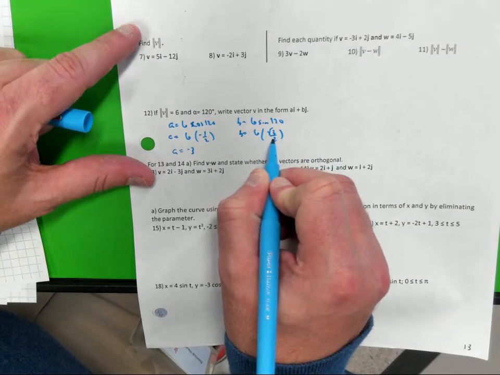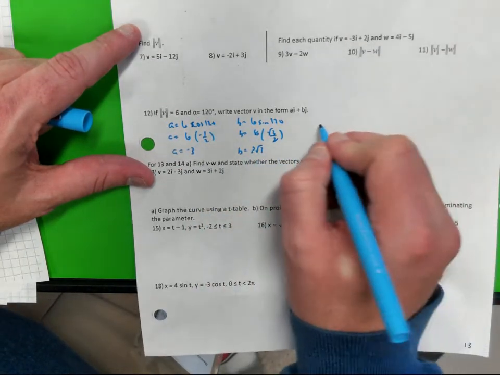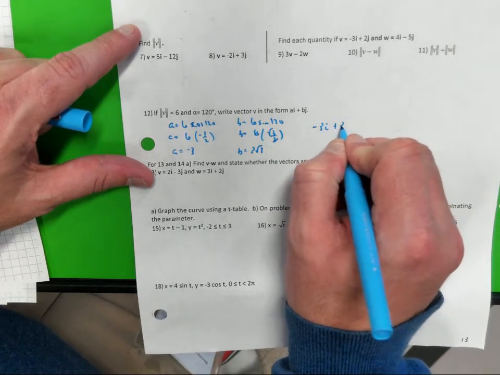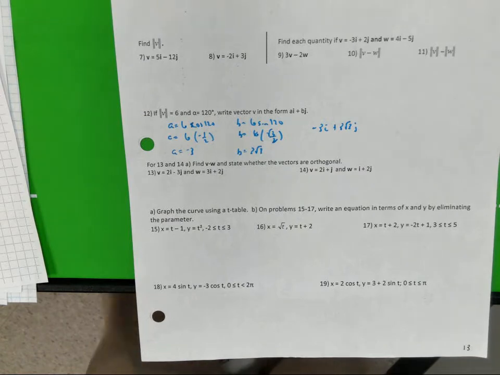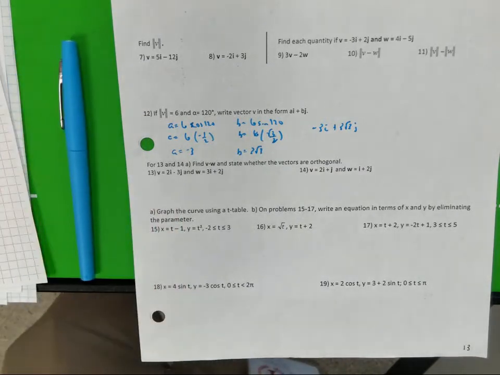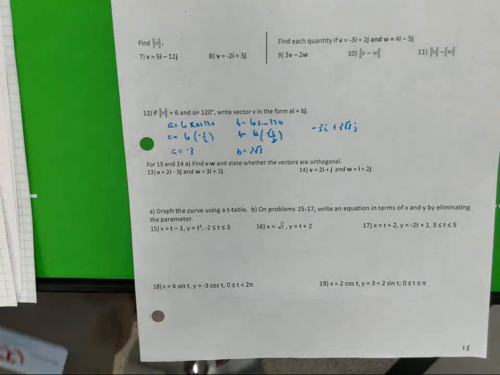Okay, 6 times negative 1/2 is negative 3. Here I can cancel out the 2 and 6, so that's 3 square root of 3. So your answer would be negative 3i plus 3 square root of 3j. Okay? Remember, I do not want decimals on that part. Let's leave it as the radical.